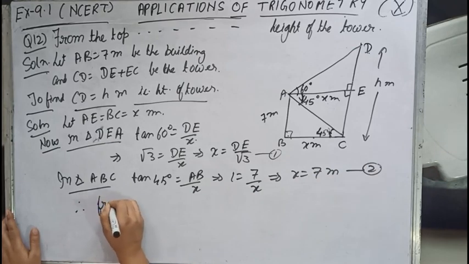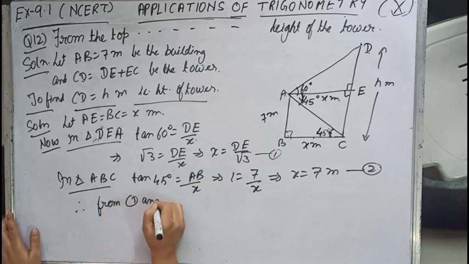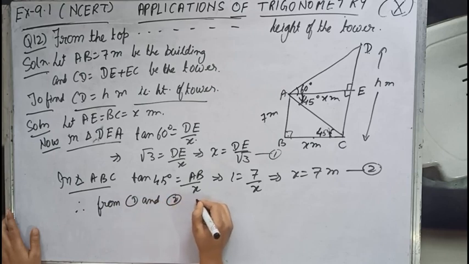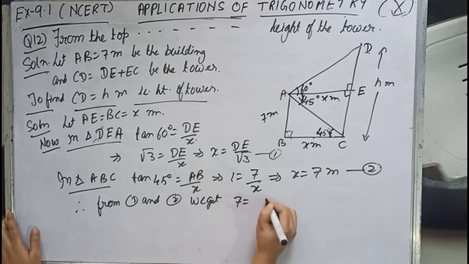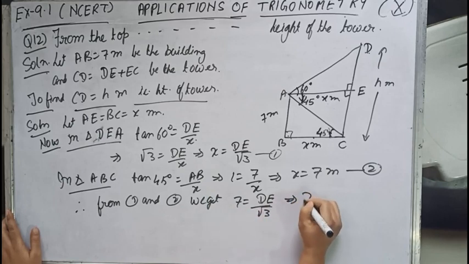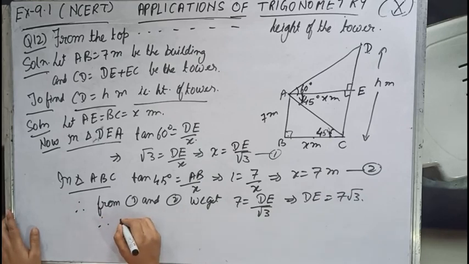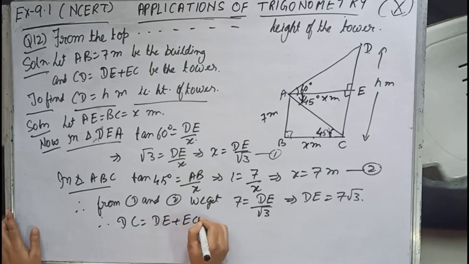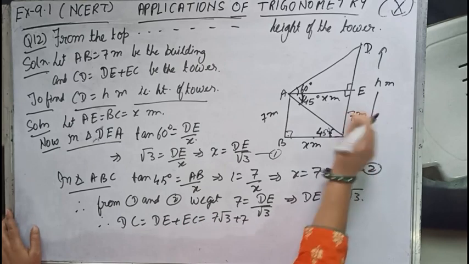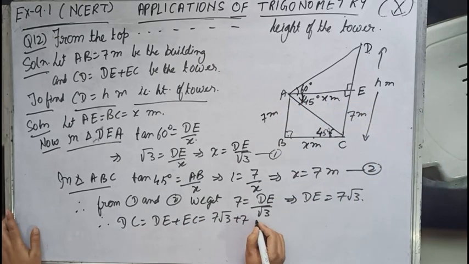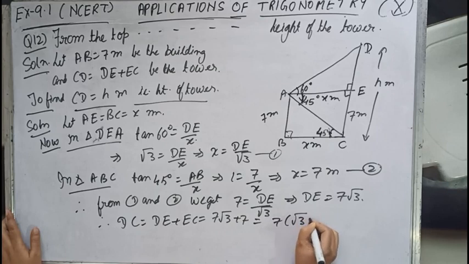Therefore, from 1 and 2 we get 7 equals to DE by root 3. This implies DE equals to 7 root 3. Therefore, DC is equals to DE plus EC equals to 7 root 3 plus 7, which equals 7 into root 3 plus 1.